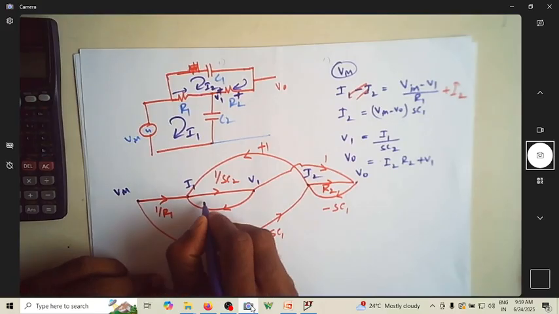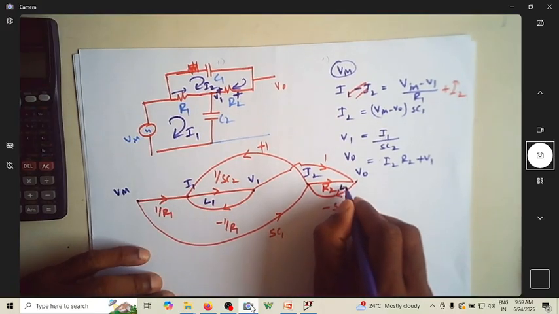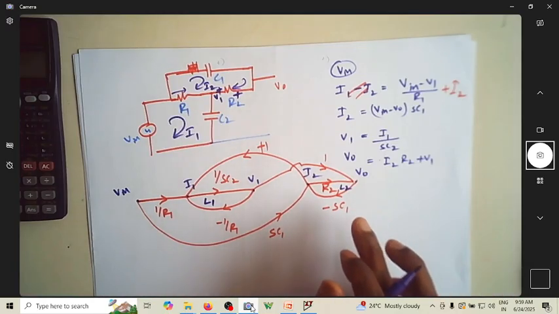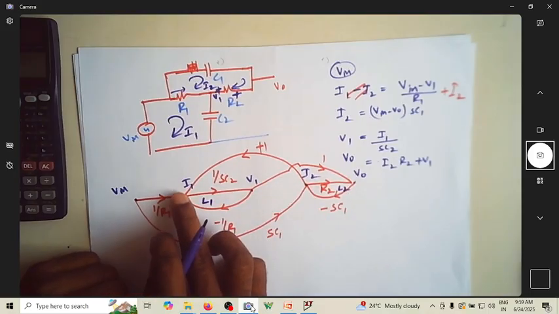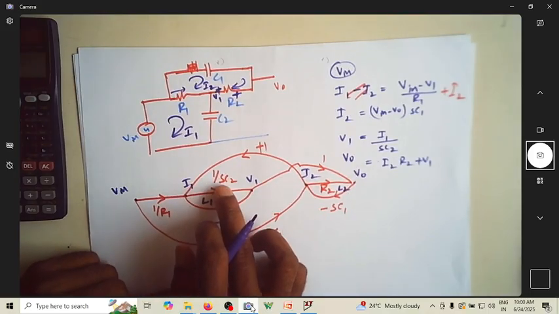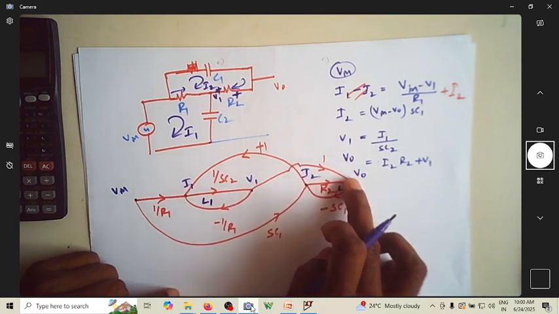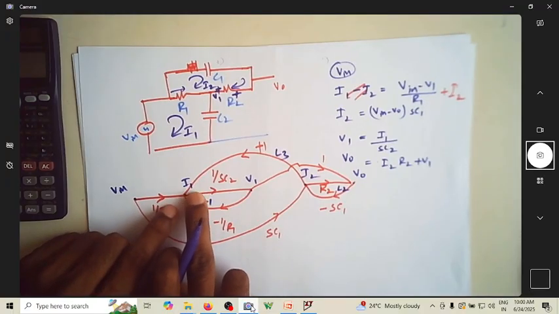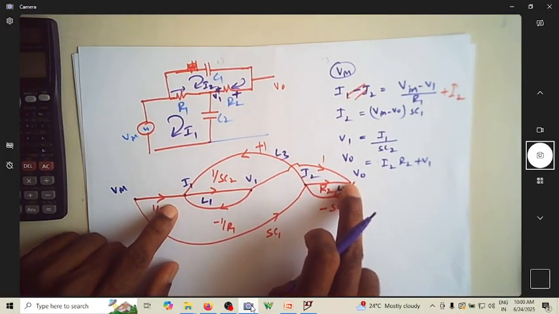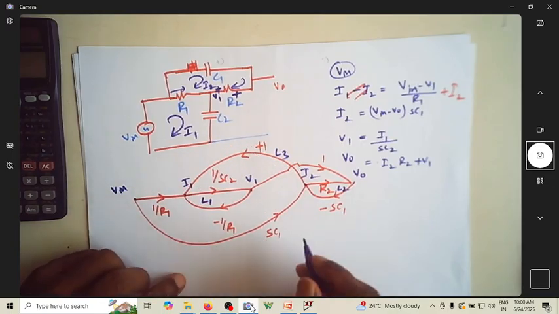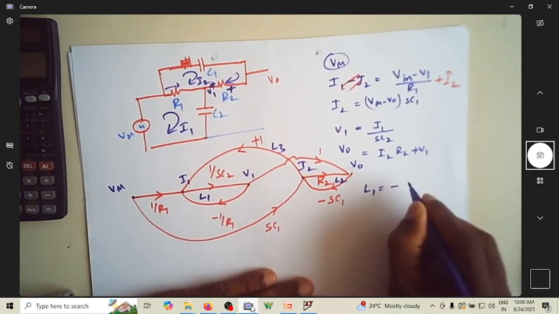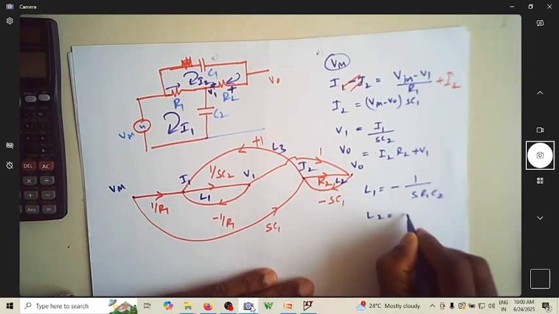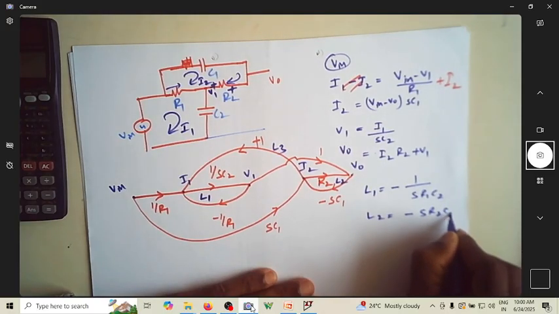So you have loop 1, loop 2. These are the loops. If I start from here, I can go like this. This is another loop, L3. Here, I can start from here, go up, come down, go like this. So you have three loops. L1 is minus 1 over S R1 C2. L2 is minus S R2 C1.